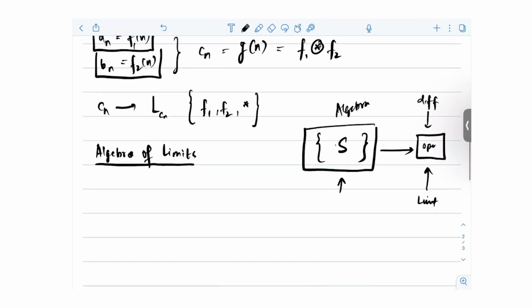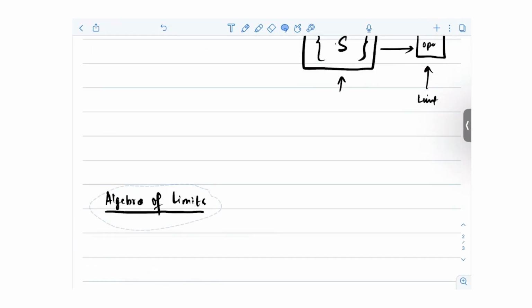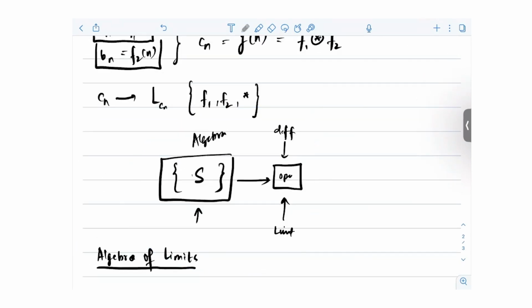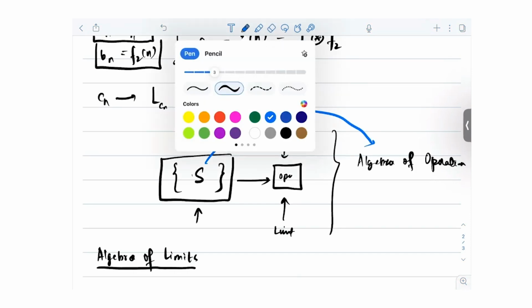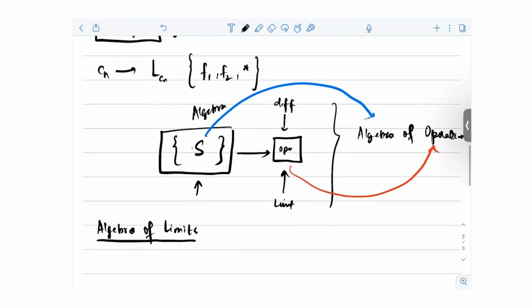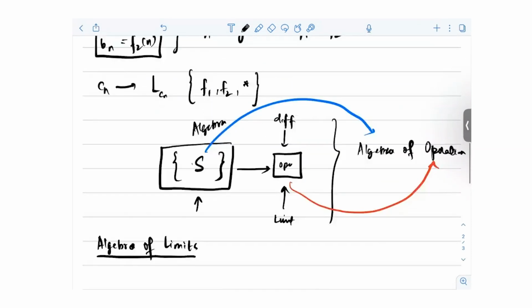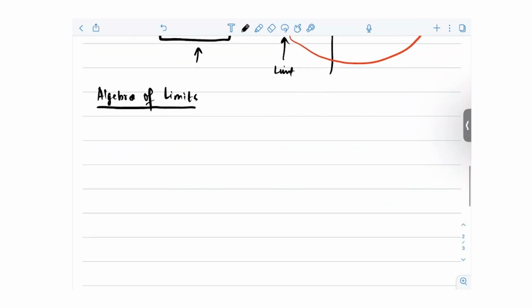So remember the central theme: the operation and the limit, the algebra and the limits. The basic idea is the algebra of operations. The algebra comes from here and the operation comes from here. Sorry, so we'll say the algebra of operations, right? And that's it. It's very easy, five operations, you know.